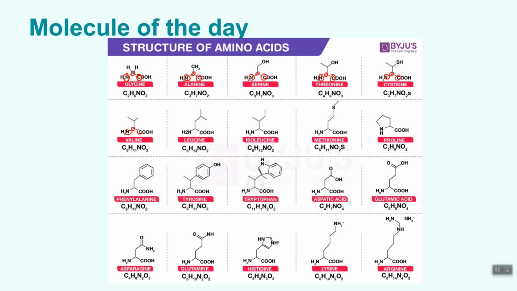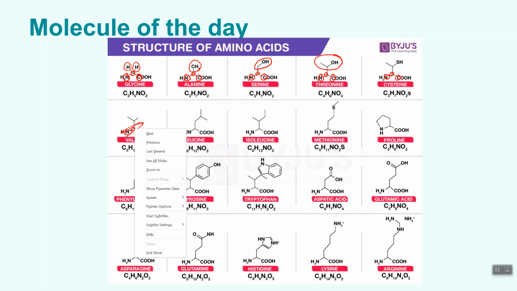So for glycine, for example, the side chain is easy. It's just 2 hydrogen atoms. This side chain is a methyl group. This side chain is an alcohol. This side chain is a different kind of alcohol. And every single one of these will have a different side chain that has a different property. And those properties are what allow the protein to perform different functions. And so let's talk about those properties a little bit.